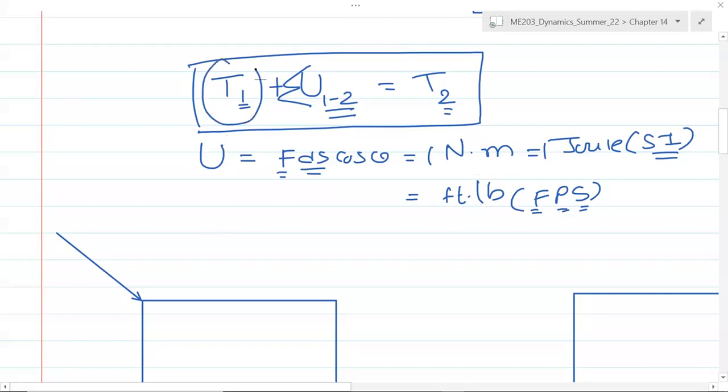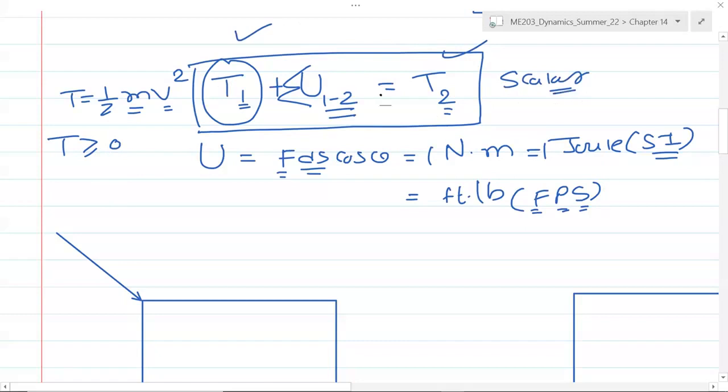One interesting fact to notice here is that kinetic energy T is 1/2 mv squared. Now mass is positive, and speed is always positive because this is the magnitude. That means T is always positive. T can be 0 or greater than 0, but T will never be negative. Either it's T1 or T2. Kinetic energy is scalar and it's always positive.